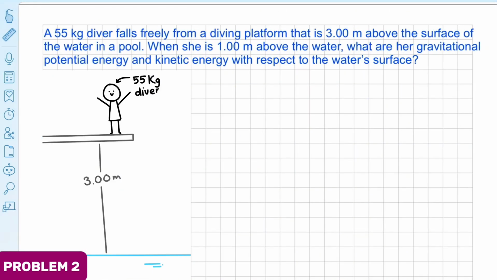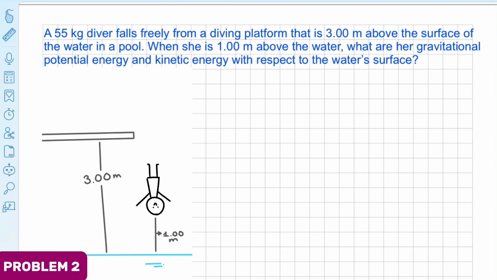Next, we have a little bit longer problem. A 55 kilogram diver falls freely from a diving platform that is 3 meters above the surface of the water in the pool. When she is 1 meter above the water, what are her gravitational potential energy and kinetic energy with respect to the water surface? So what we're finding is the potential energy and the kinetic energy.